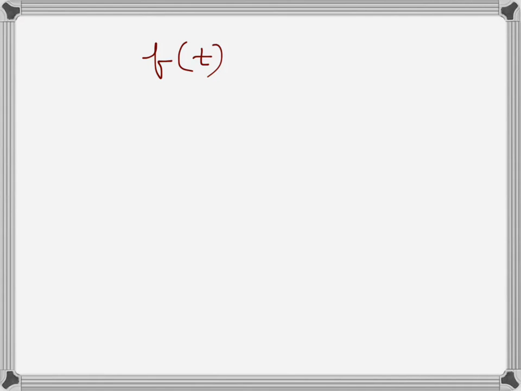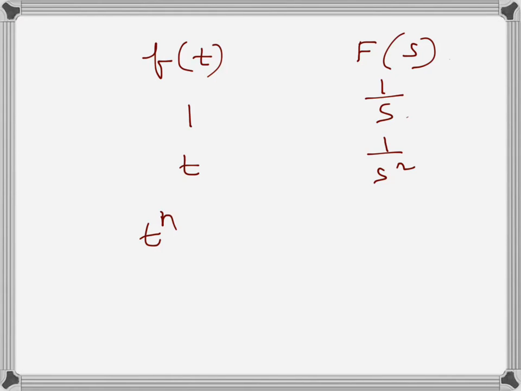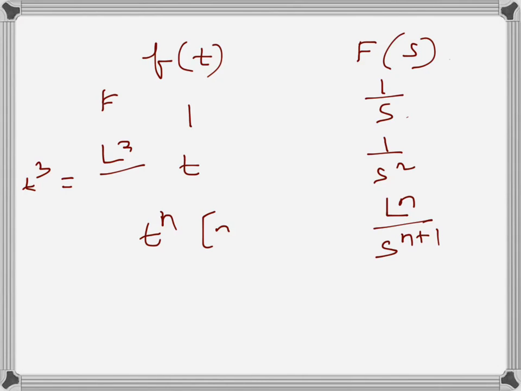So if the function is f(t) and F(s), of course 1 becomes 1 over s, then t becomes 1 over s squared, and in general t to the power n, when n is a positive integer 1, 2, 3, becomes factorial of n over s to the power n plus 1. So for instance, if it is t cubed, it will become factorial 3 over s to the power 4, like that.